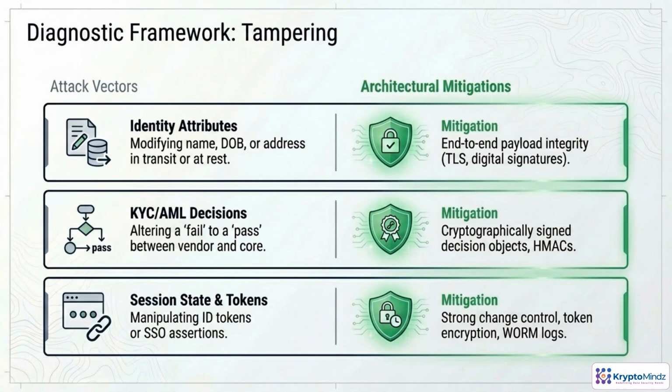Tampering is about silent modification of critical data, not just stealing it. Start by protecting identity attributes. Names, dates of birth, and addresses need integrity guarantees in transit and at rest, using TLS plus digital signatures on payloads, not only on the channel. Next, protect KYC and AML decisions. Treat the pass or fail outcome as a signed object, or at least MACed, so it can't be flipped in the middle. Finally, harden session state with encrypted tokens, strict change control, and WORM-style audit logs.